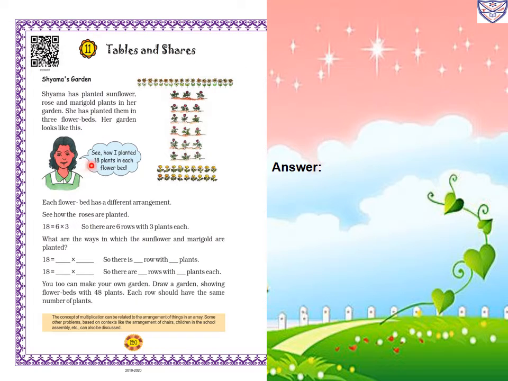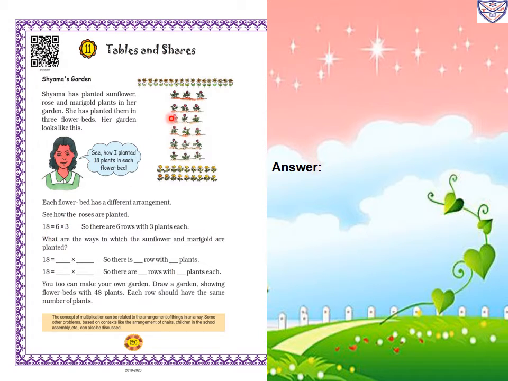Okay, see how she planted 18 plants in each flower bed. So in each flower bed there are 18 plants. Each flower bed has a different arrangement. See how the roses are planted. So that is 18 total. How many rose plants are there? That is 18.